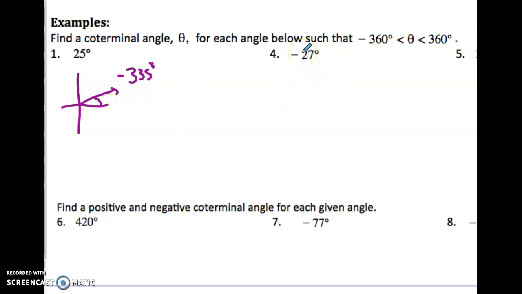Also, negative 27, if I think of it like this and draw a picture so we know what it looks like here, negative 27 would be somewhere over in this area here, going this way. So if I try to find a positive one around to there, it's whatever 360 is minus the 27. So 360 minus 27 is 333 degrees.